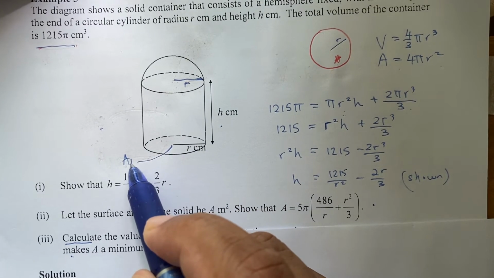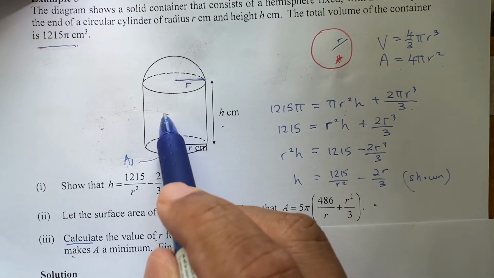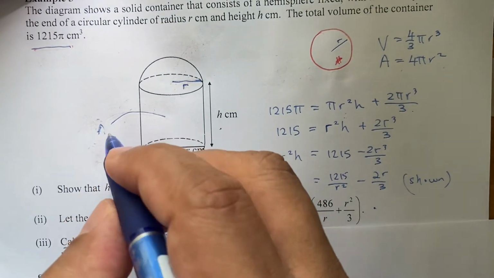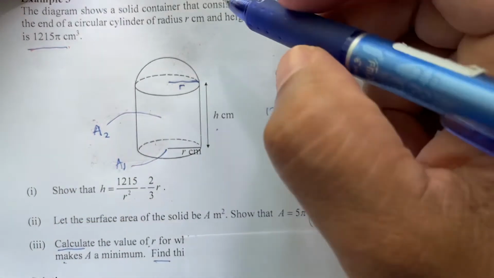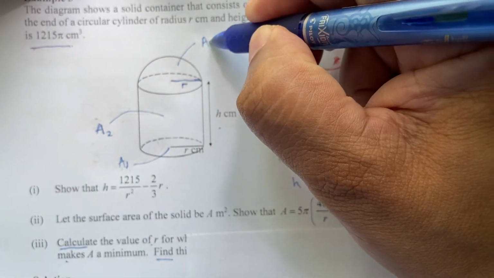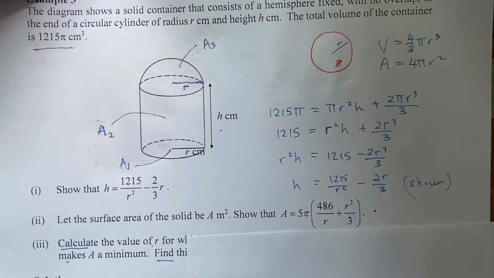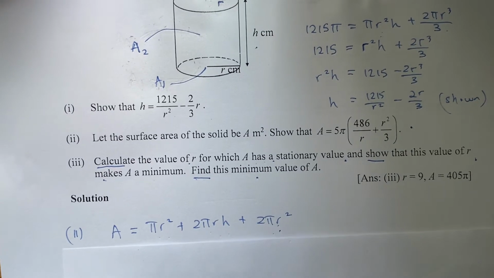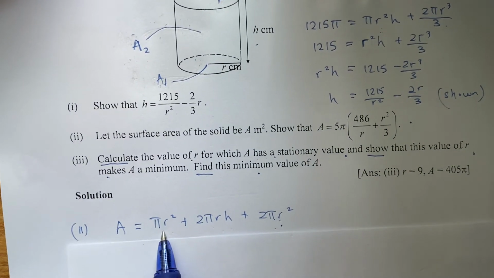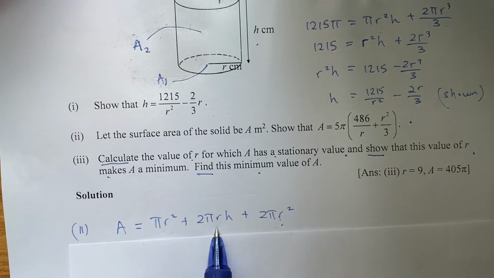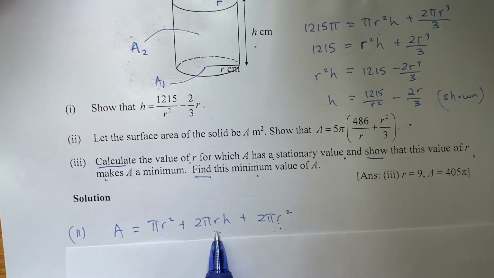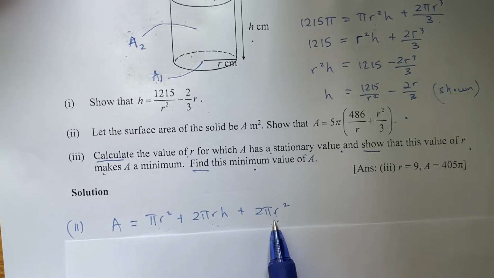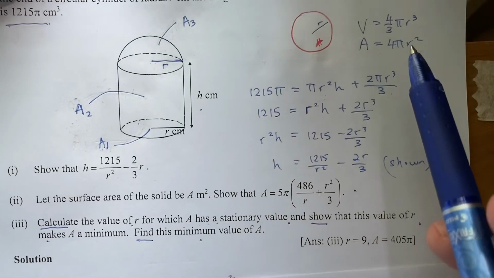One is this base here, which is the shape of a circle. The other one is the curved surface of the cylinder, and the last is the curved surface of the hemisphere. We can write the surface area to be like that. This is A1, which is the circle. This is the curved surface area of the cylinder, which is 2 pi rh or c times h. And this is the curved surface area of the hemisphere, which is half of the 4 pi r square.